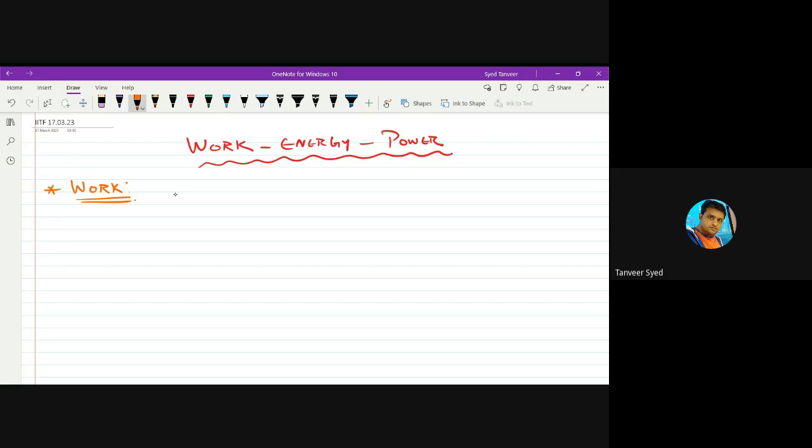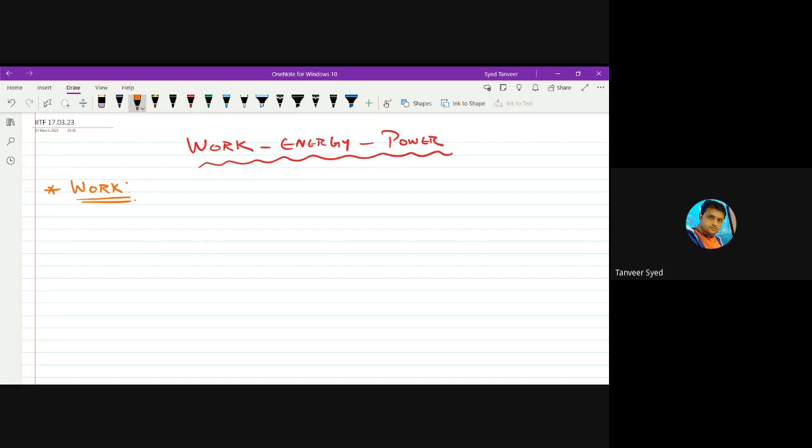Who can do work in physics? In day-to-day life, who can do work? A software engineer can do work. A student can do work. A farmer can do work. Or a labourer can do work. Any individual can do work. But in physics, work can be done only by a force. Work cannot be done by bodies in physics. Work can be done only by forces.